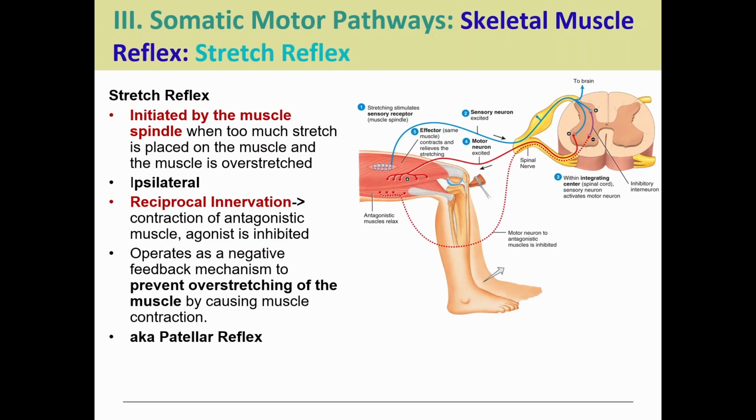From there, the sensory neuron gets excited. We send it to the spinal cord. Our interneuron then processes that and sends a signal out so that we can contract back. We contract back to fight that stretch, which then causes the leg to kick out. We also relax the antagonistic muscles here, because if we're contracting the effector muscle, we need to relax the other side to prevent overstretching, to prevent damage and injury.